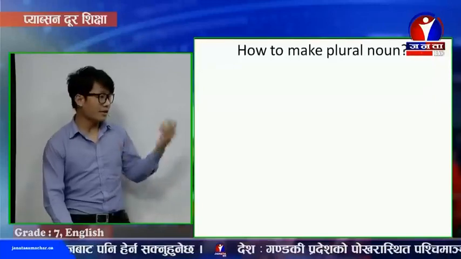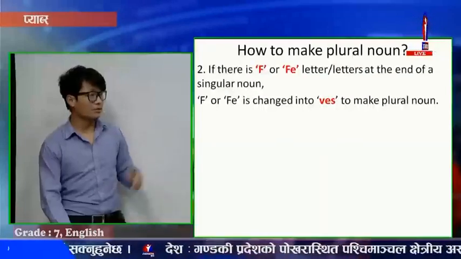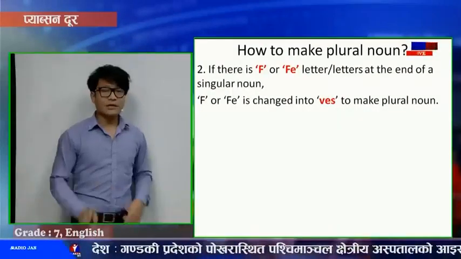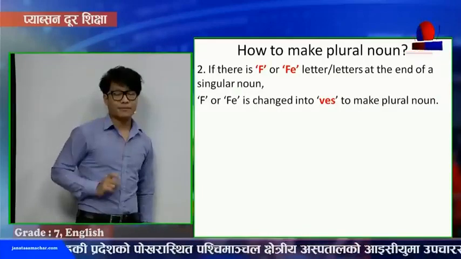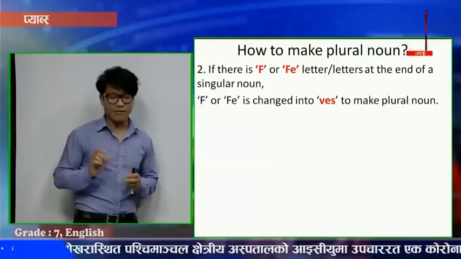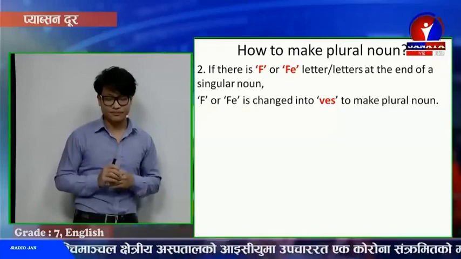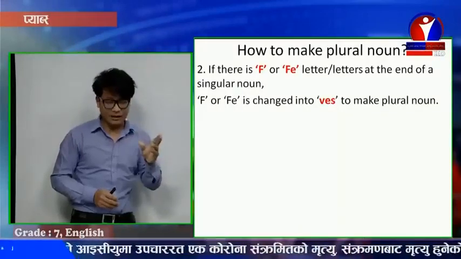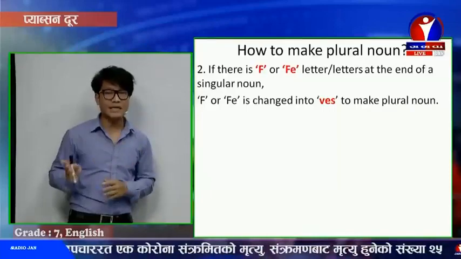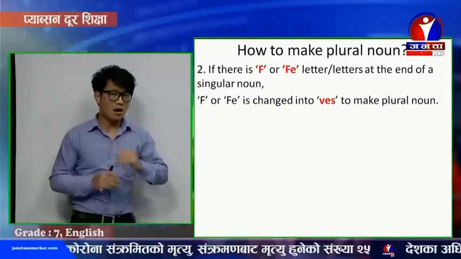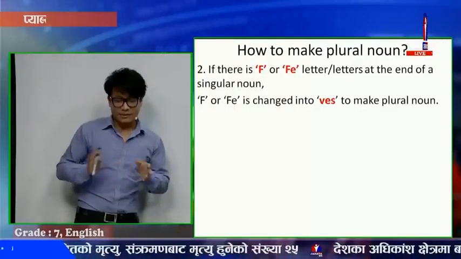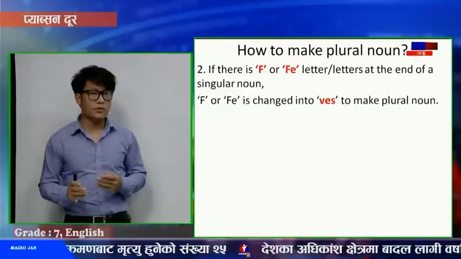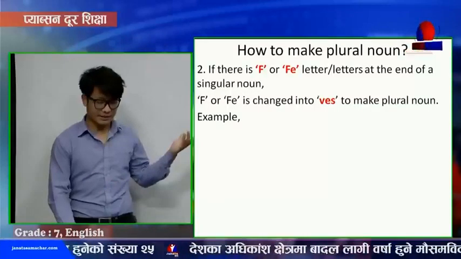Now let's have another example. Another rule. If there is f or fe letter or letters at the end of a singular noun, F or FE is changed into VES. F or FE is changed into VES to make plural noun. So let's see the example.